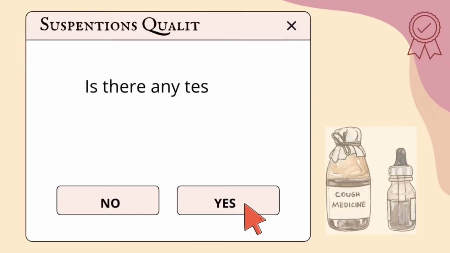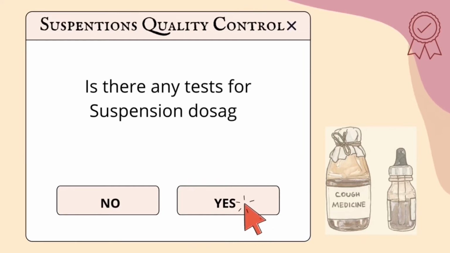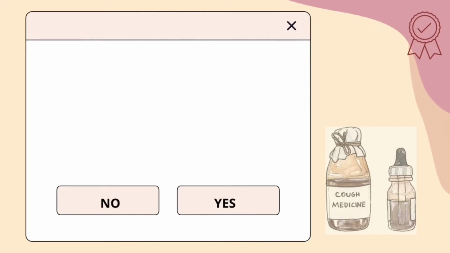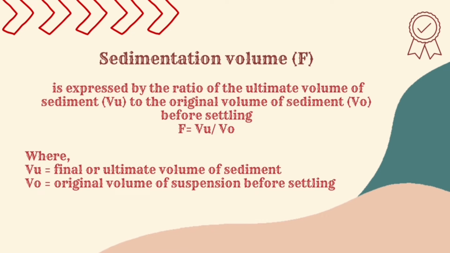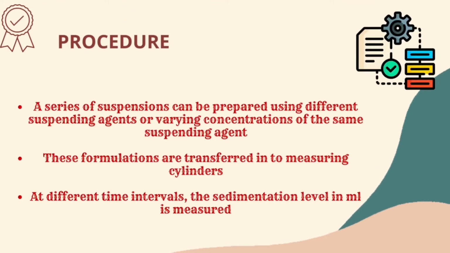In addition to all the previous quality control tests that we discussed, there are some special tests for each dosage form, and we will start with the suspension quality control tests. The sedimentation volume. Sedimentation is the process of allowing particles in suspension in water to settle out of the suspension under the effect of gravity, and it's expressed by the ratio of the ultimate volume of the sediment to the original volume before the sedimentation. It can be measured by preparing a series of different suspensions of different suspending agents or different concentrations of the same suspending agents at different time intervals.